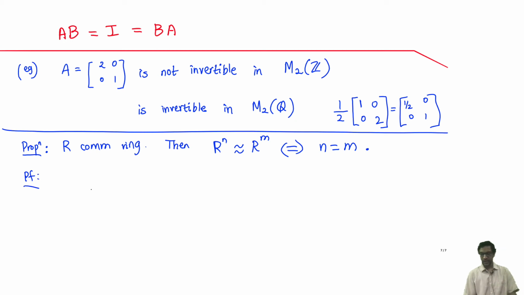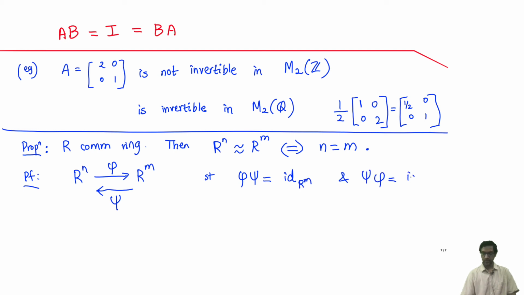So what does it mean to say Rn and Rm are isomorphic? It means that there is an isomorphism between them. In other words, there is a homomorphism phi which admits an inverse. So there are maps in both directions such that phi psi is the identity on Rm, and psi phi, the composition in the other order, is the identity on Rn. Okay, and as we have been doing throughout, it's best to convert everything to matrices. So let's give the matrices names. Let A denote the matrix of phi, B denote the matrix of psi.